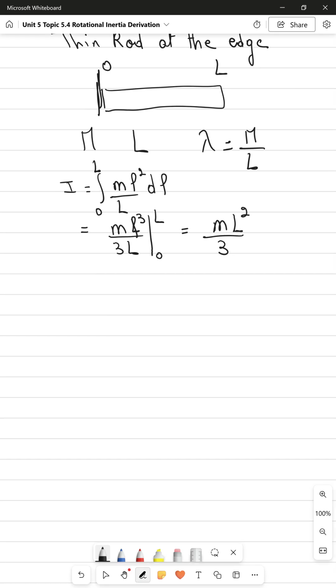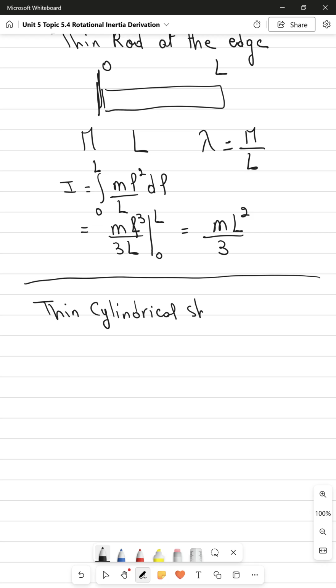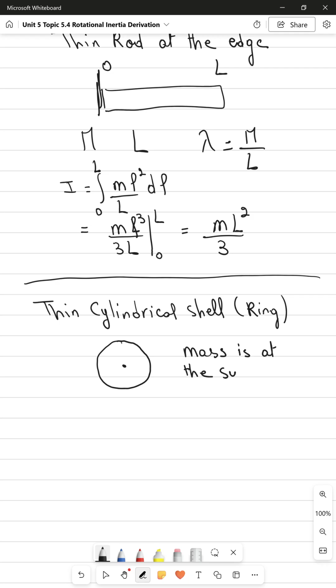The third one is if I have a thin cylindrical shell, or it can be a ring. It means it's going to be empty from inside. It's going to just look like that. In that case, the mass is at the surface. So it's empty from inside. All the mass is just around the circumference.